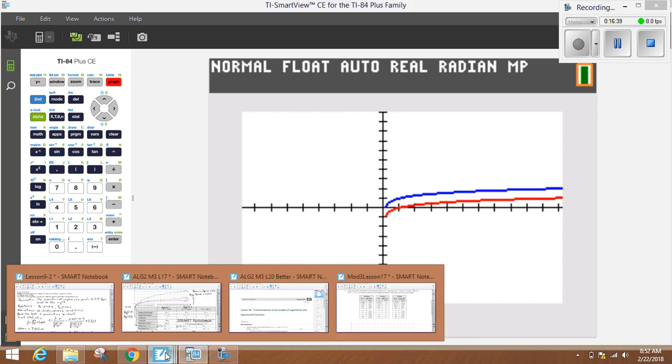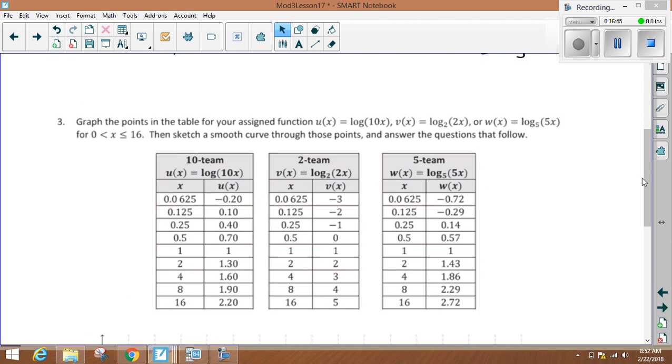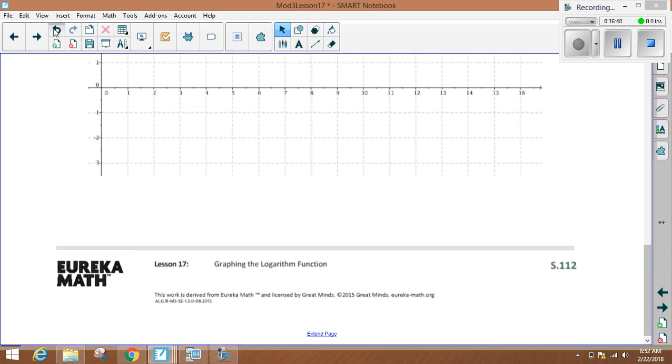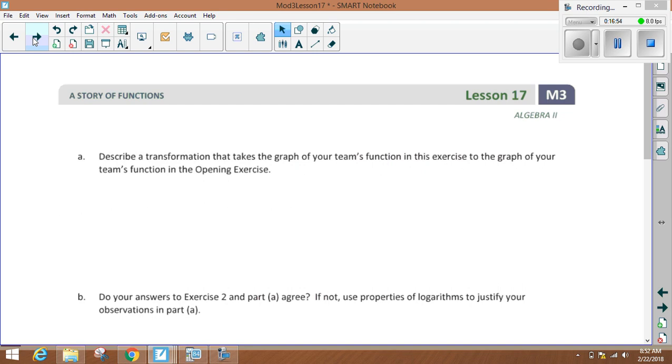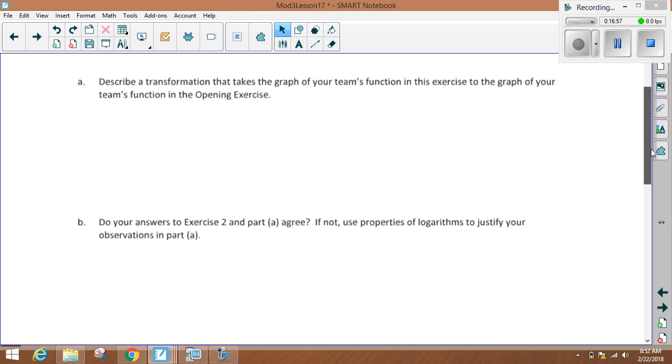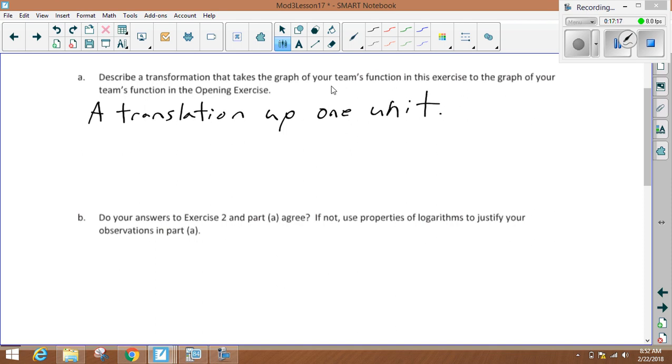Okay, let's go ahead and I think we're going to have to justify that, aren't we? That's on the next page. Yay, all right. So what is the transformation? It turns out that we discovered by inspection that the transformation is a translation of 1 unit. All right.